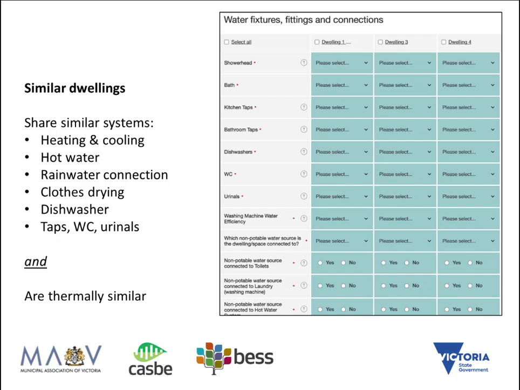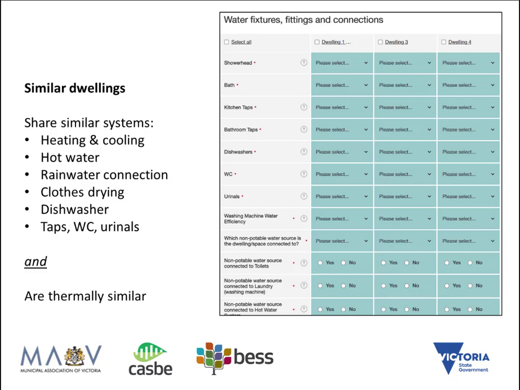Each dwelling in the project must be accounted for. So for complex projects with many townhouses or apartments, entering each dwelling individually into BESS would be time-consuming. By grouping dwellings with similar characteristics, you can save time, not only in the project setup, but also when completing the water and energy sections, which draw on this breakdown of dwellings.